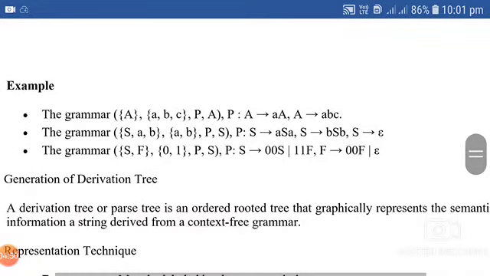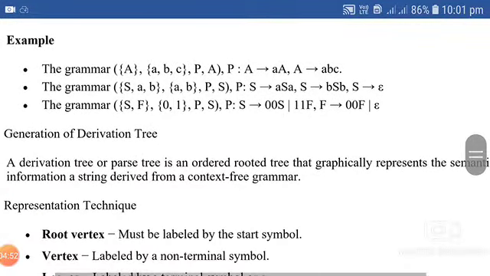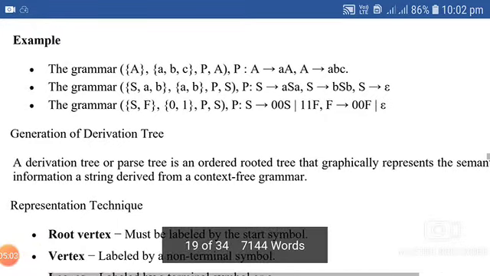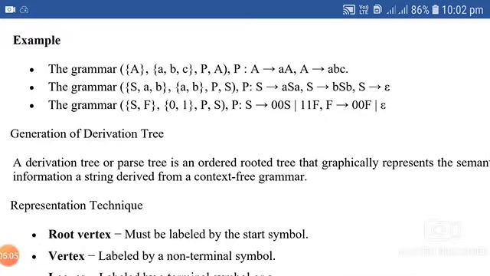An example is shown below. Generation of derivation tree: a derivation tree or parse tree is an ordered rooted tree that graphically represents the semantic information of a string derived from a context-free grammar.